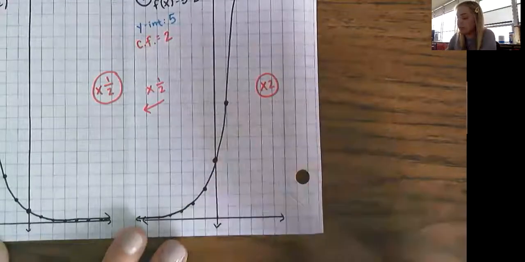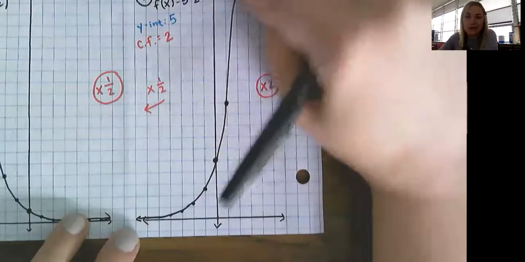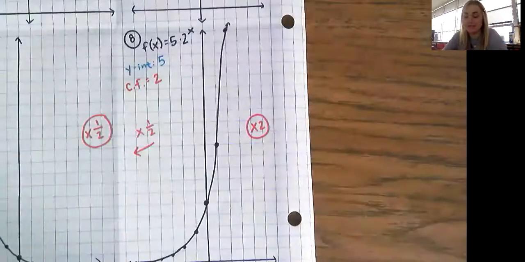This time our y-intercept was at 5. So we can see that it also went a different direction than last time. So your graphs are going to look something like this every single time.